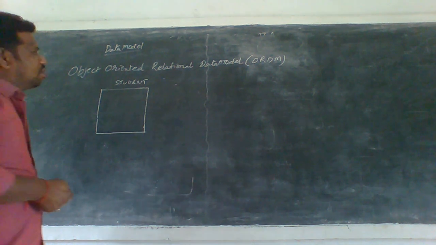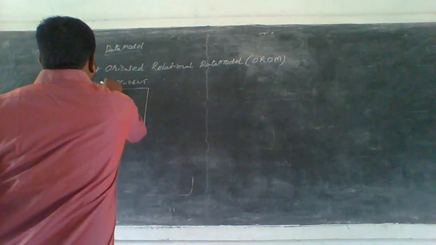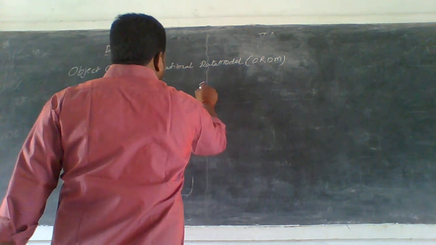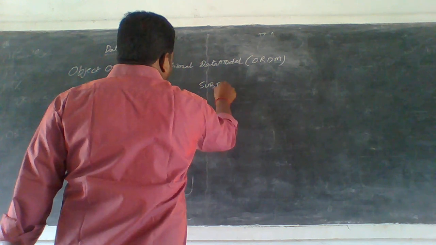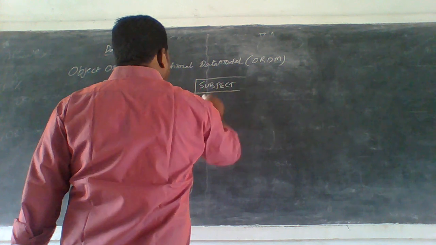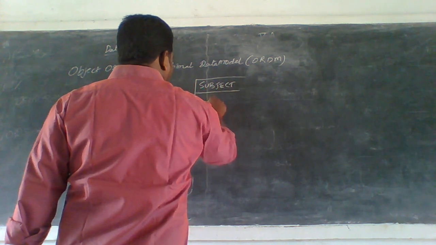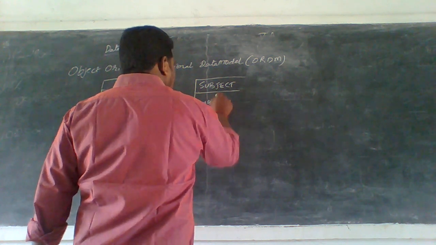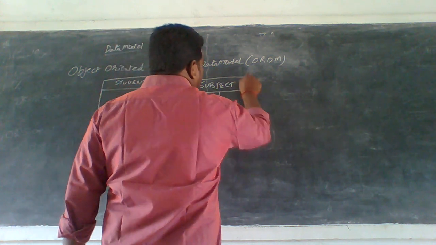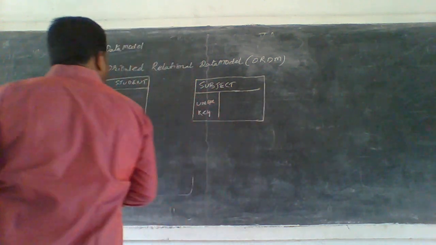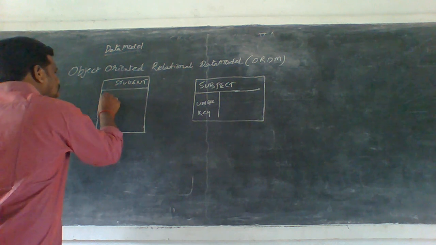Student information. I would like to take the next subject. In the subject table, there is also a unique key. What is a unique key? I will tell you in the coming classes, so you don't need to bother about this. Here is also a unique key.